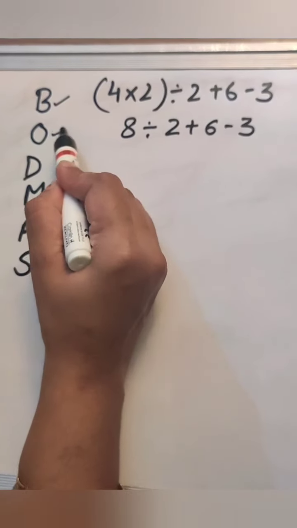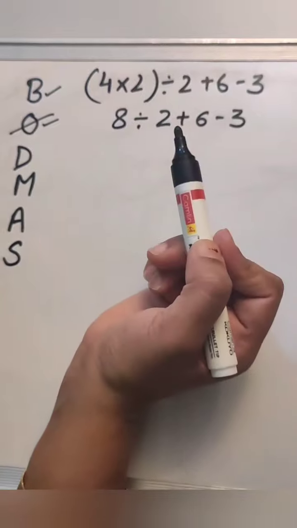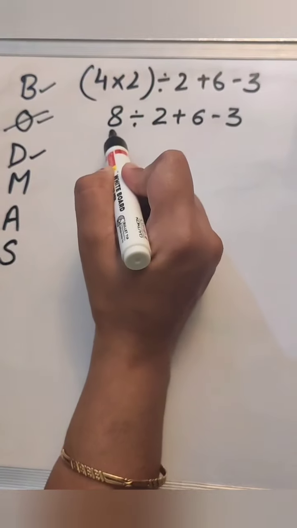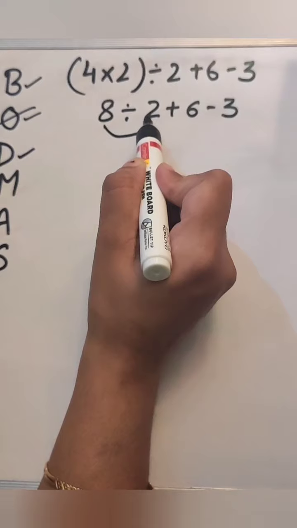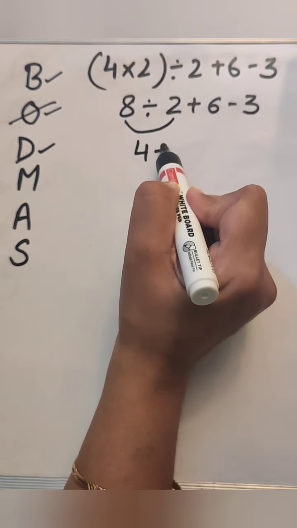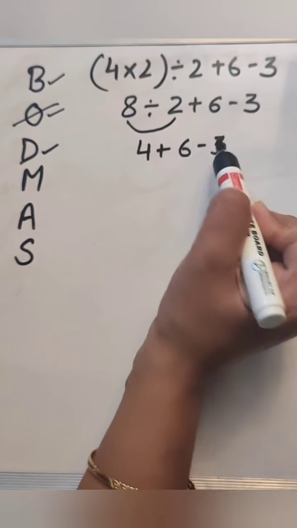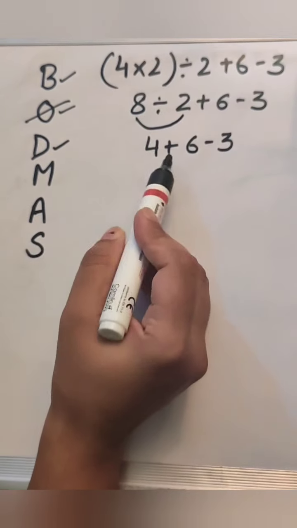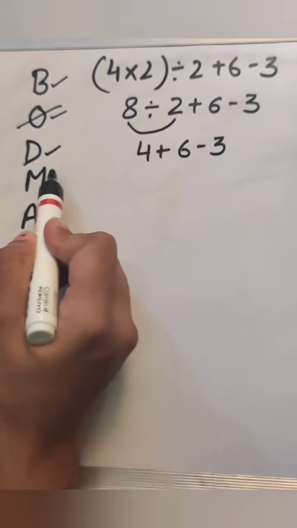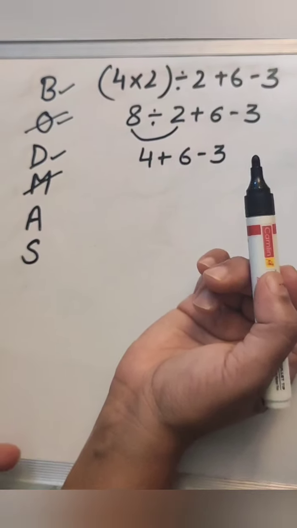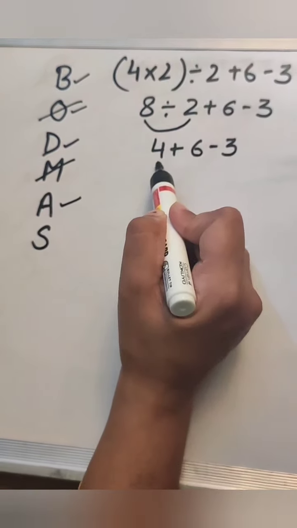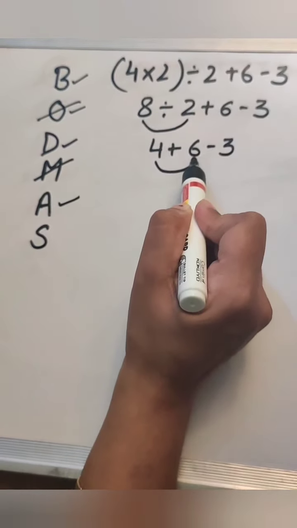After that O means off. Off is not there, so we will not do this. Next is division. So we will first divide. 8 divided by 2 is 4 plus 6 minus 3. Next is multiplication. So we don't have multiplication in the question, so we just strike off because we can't do. Next is addition. So 4 plus 6 is 10 and last is subtraction. 10 minus 3 is 7. Our answer is 7. Now let's see one more example.